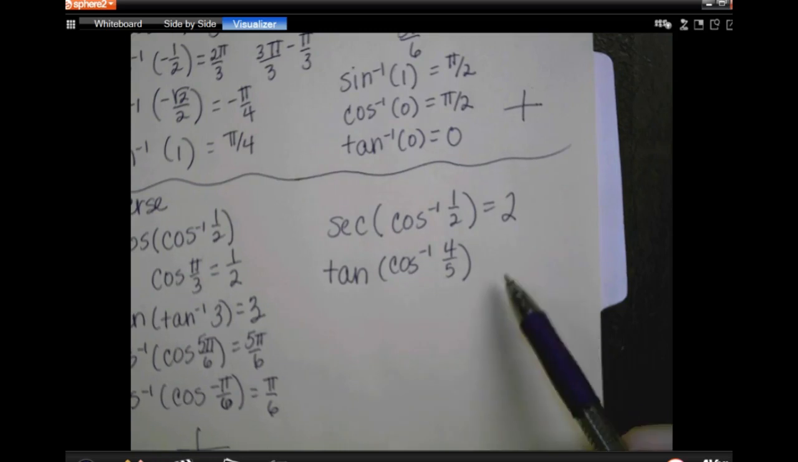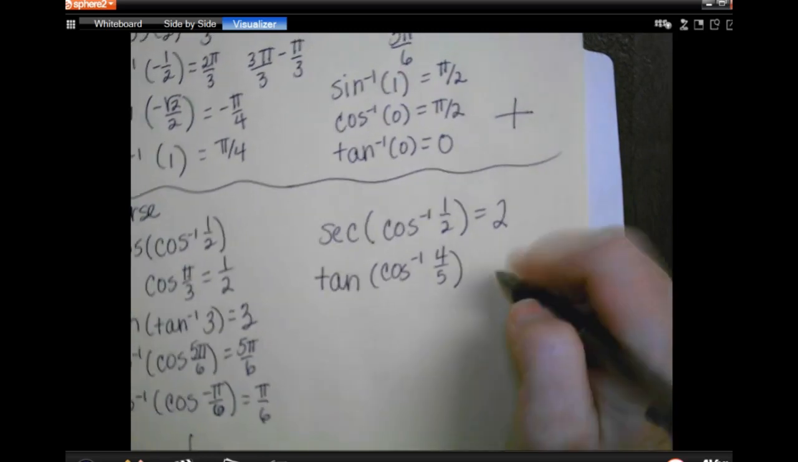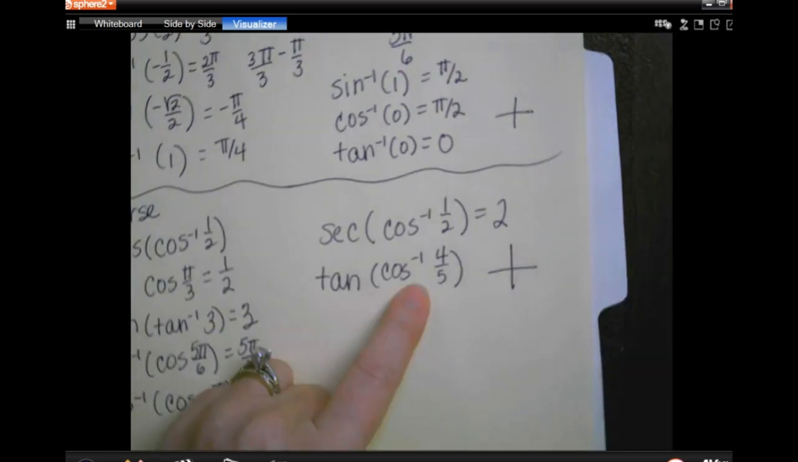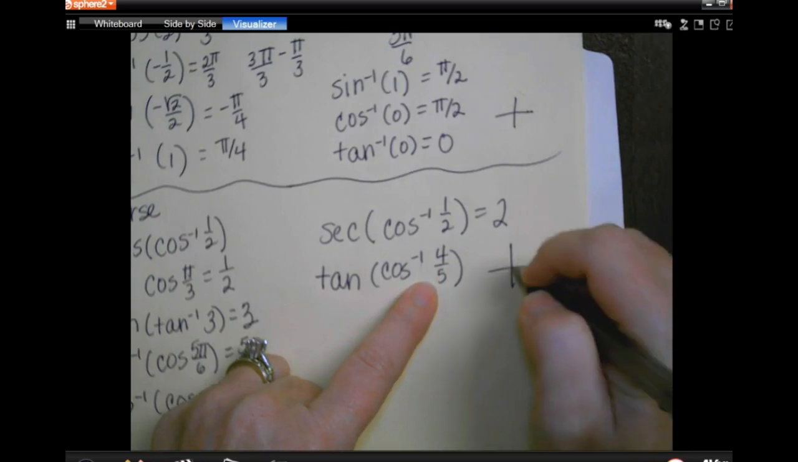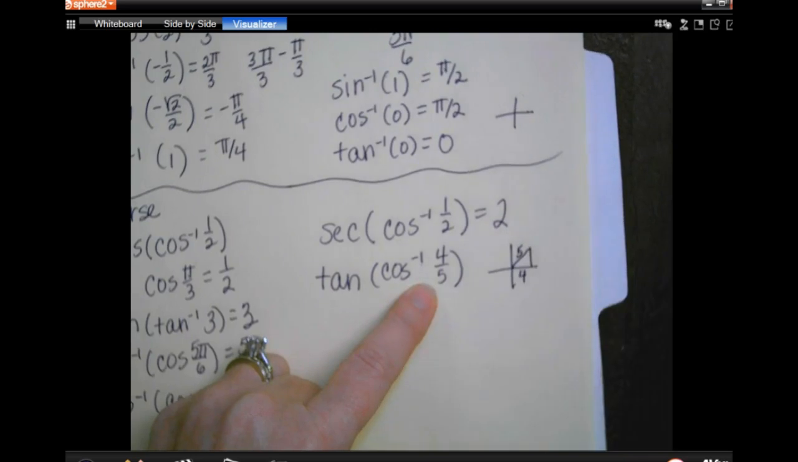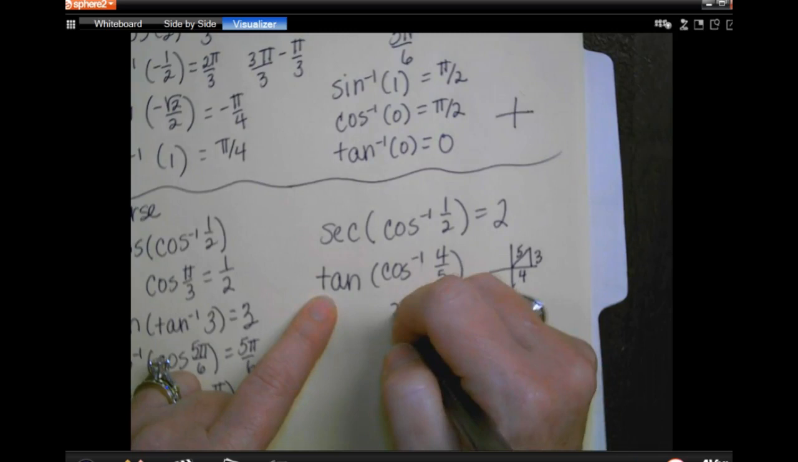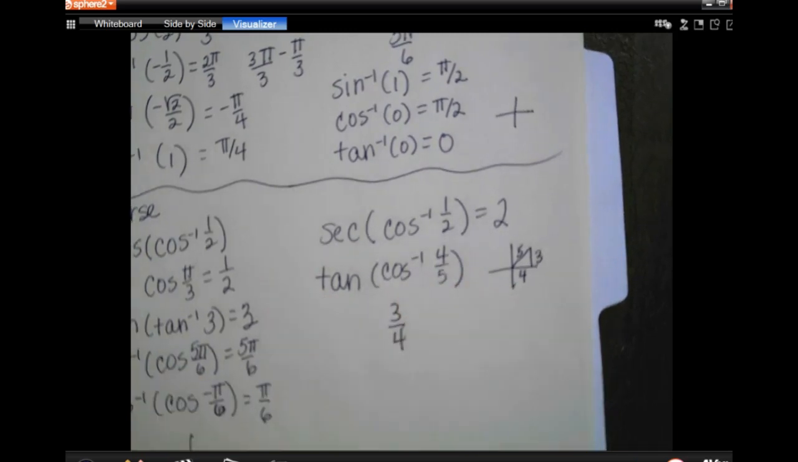Okay, so for this one, is this on our chart? Okay, so I'm going to draw a little triangle, so I have to have 4 over 5. So that makes this, my x value is 4, my radius is 5, and what does that make your y value? 3, because it's a 3, 4, 5 triangle. And I want the tangent of this. The tangent would be y over x. So I'd have 3 over 4.